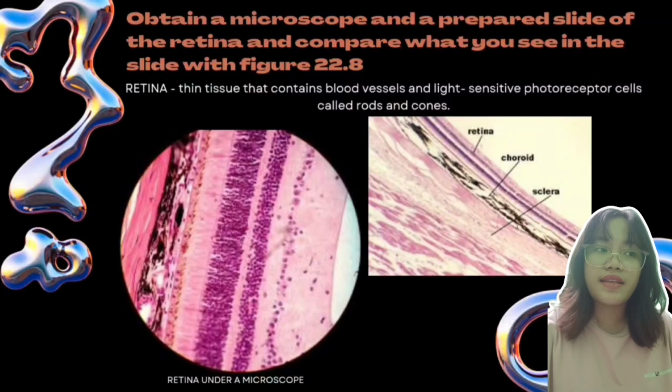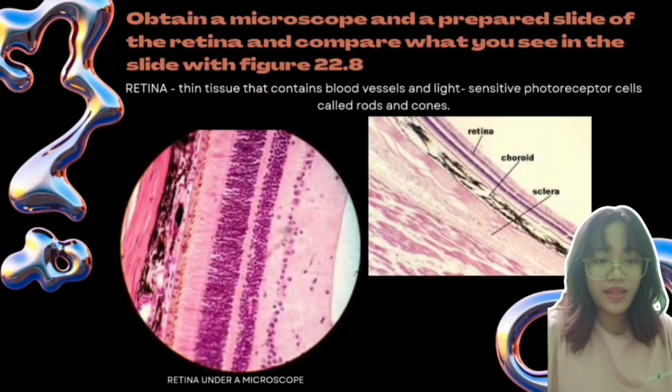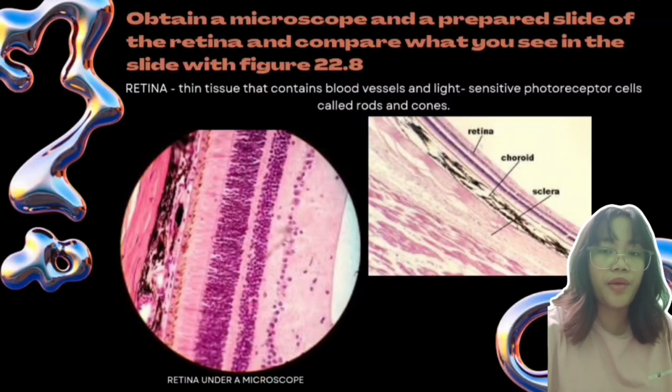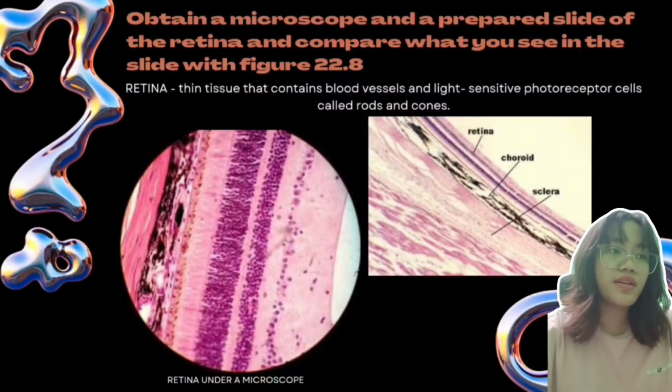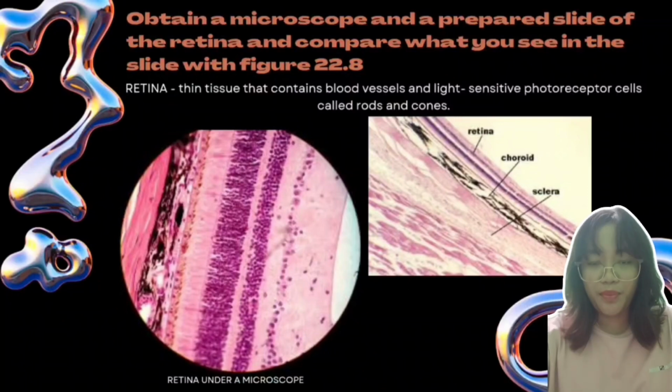So the retina is a thin tissue that contains blood vessels and light-sensitive photoreceptor cells called rods and cones. As we can see from slide 15, this is the retina under a microscope, and if we compare it to the figure in the book, they have the same structures. And we can also locate where the choroid is in the sample.